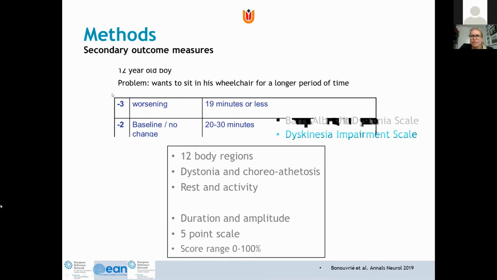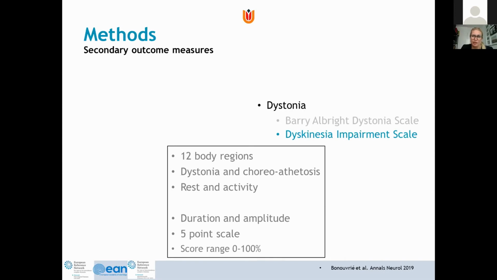We also used the Dyskinesia Impairment Scale, which is a newer scale to score dystonia and also choreoathetosis. It scores in 12 body regions, both during rest situations and during activity. You give a score for duration of the movement disorder and the amplitude on a 5-point scale. Eventually you get a total score which ranges from 0 to 100%, and the score can be calculated separately for both dystonia and choreoathetosis.